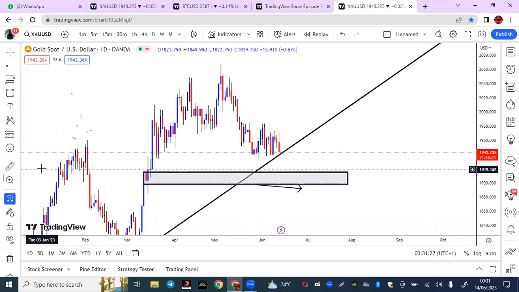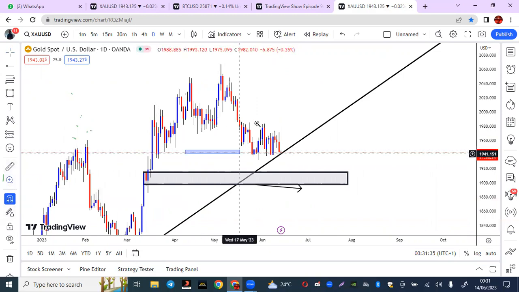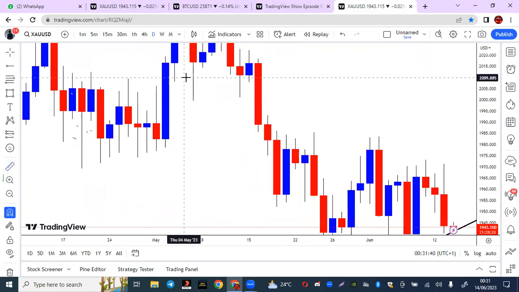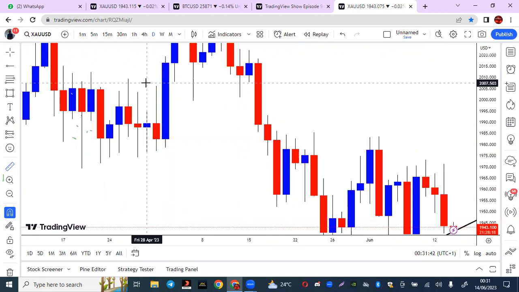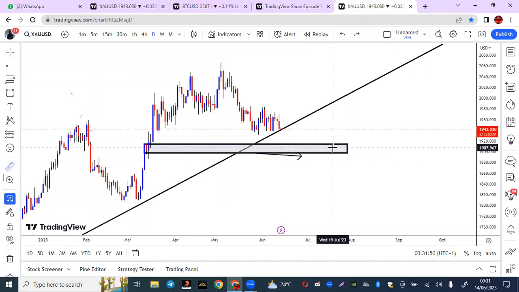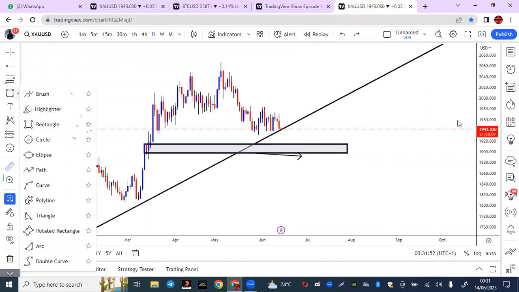So pips. In any other case, if you want to zoom in, this is the zoom tool. Press Z, take it back. So these are the basic tools for TradingView. You can explore and see what you want to use.